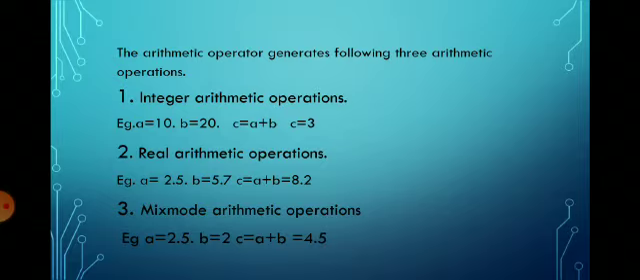So what is integer arithmetic operation? When both the operands are of integer type and the result will be of integer type, then this is called integer arithmetic operation. Real arithmetic operation: when both the operands are of real type and the result will be real type, then this is called real arithmetic operation. And mixed mode arithmetic operation: when any one operand is of real type and the other is of integer type and the result will be either real or integer, then this is known as mixed mode arithmetic operation.